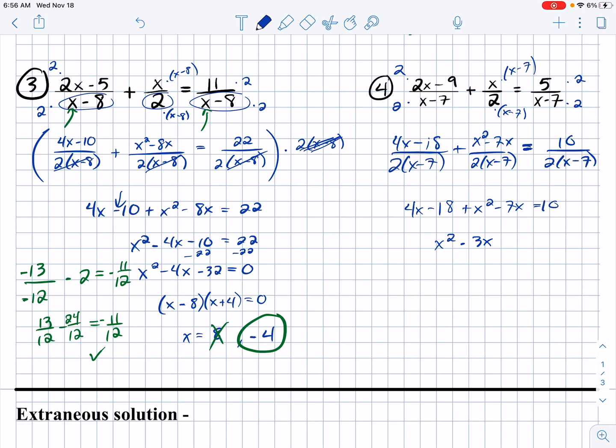We have negative 28. So we're looking for factors of negative 28 that add up to negative 3. Let's see, minus 7 and positive 4. Set them both equal to 0, and we get 7 and negative 4. Hopefully you could see this solution, 7 was not going to work.